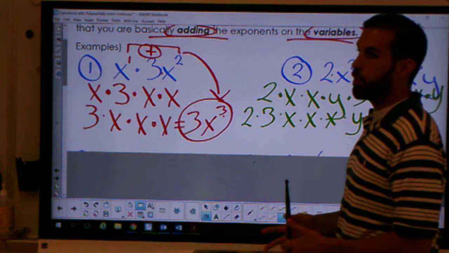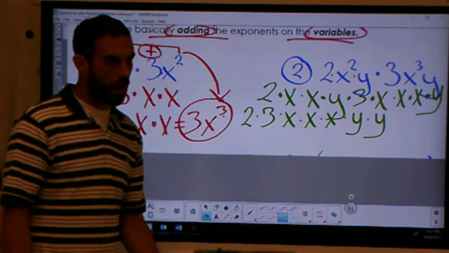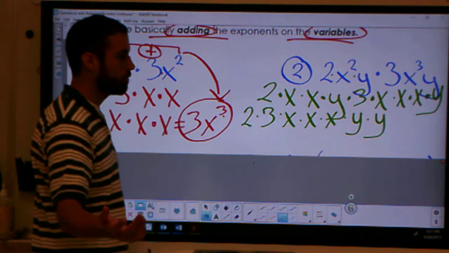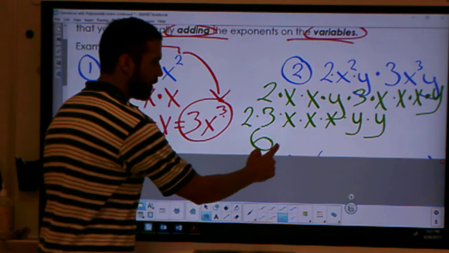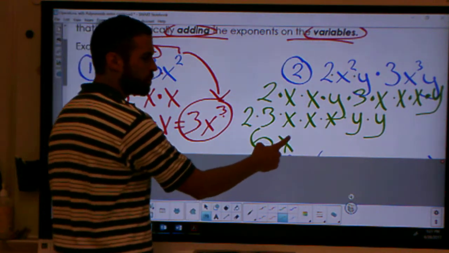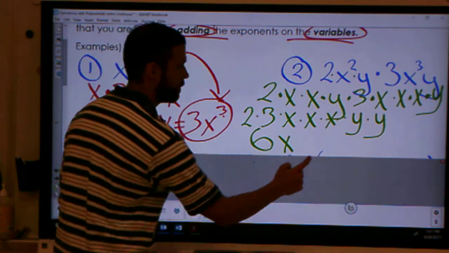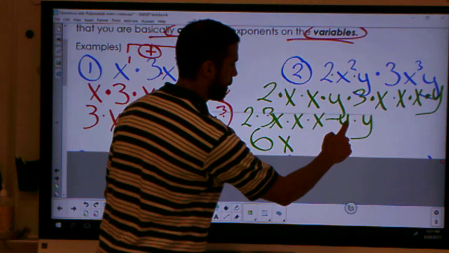Once everything is reordered, then yes, start combining and doing the operation. So 2 times 3 is 6. And then what are we going to put as the exponent? Oops, I forgot a 2 there. Fix that really quickly, hold on.